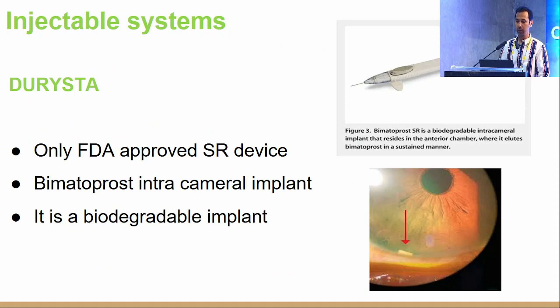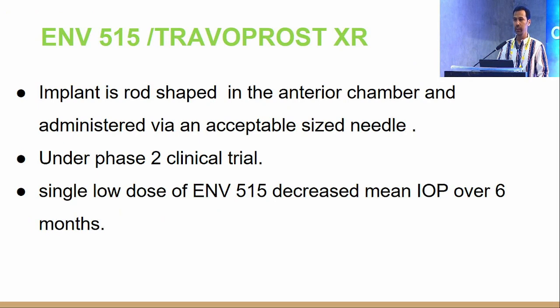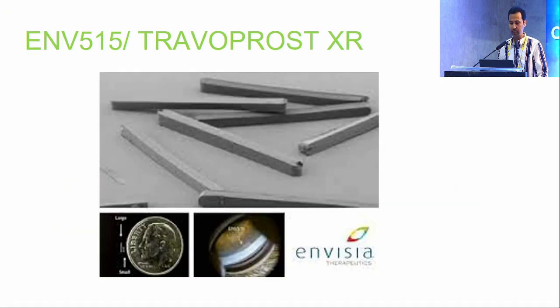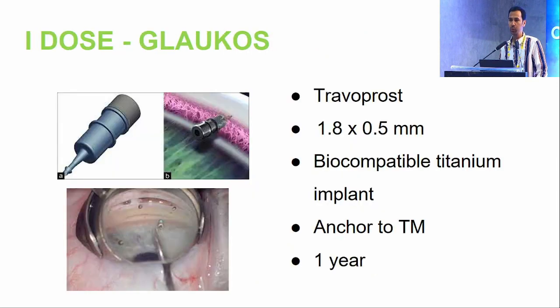Then you have the intraocular, that is Durasert. It is the only FDA approved device at present available in the market. It is placed into the anterior chamber, but needs an injector, so usually done in the theater. Then you have this Travoprost XR. This is also placed in the anterior chamber. It is a rod-shaped implant. And then iDose, a titanium implant with a reservoir, which needs to be anchored to the trabecular meshwork, so you need an invasive procedure and it has to be done in the theater.